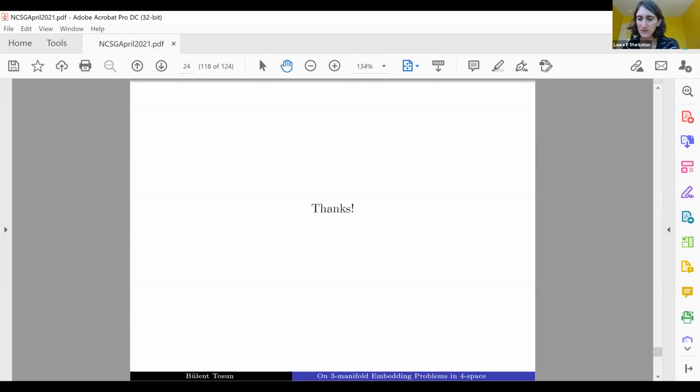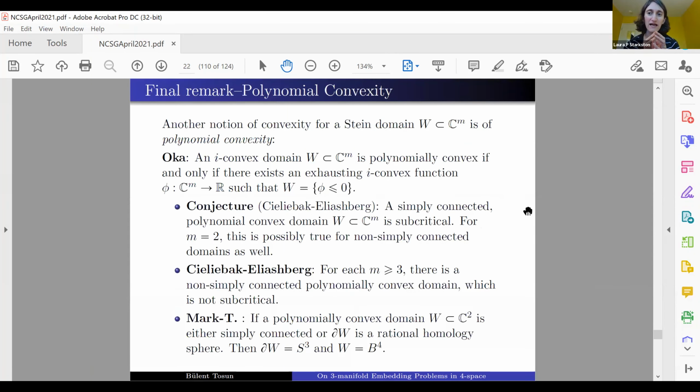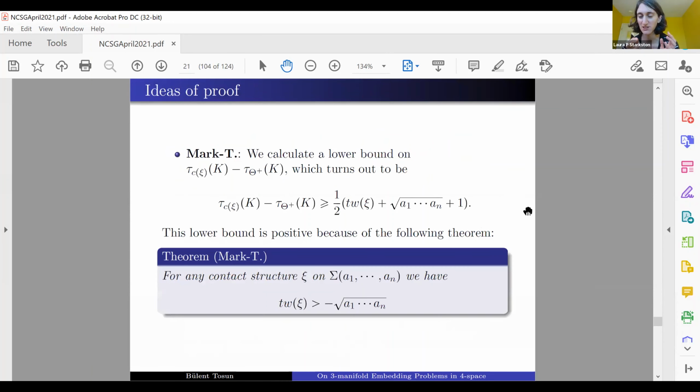I have a question. When you were explaining how to distinguish the contact invariant from theta plus, at the end it boiled down to saying that for any contact structure, the twisting number is sufficiently large. Is that true for both tight and overtwisted contact structures? It is true.